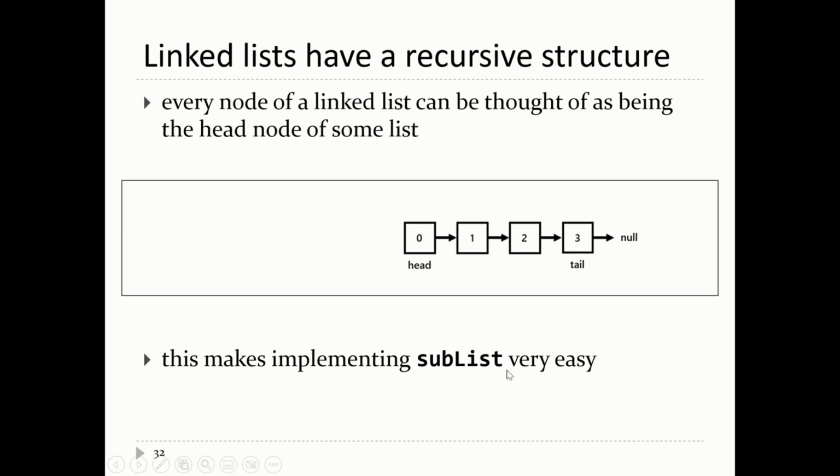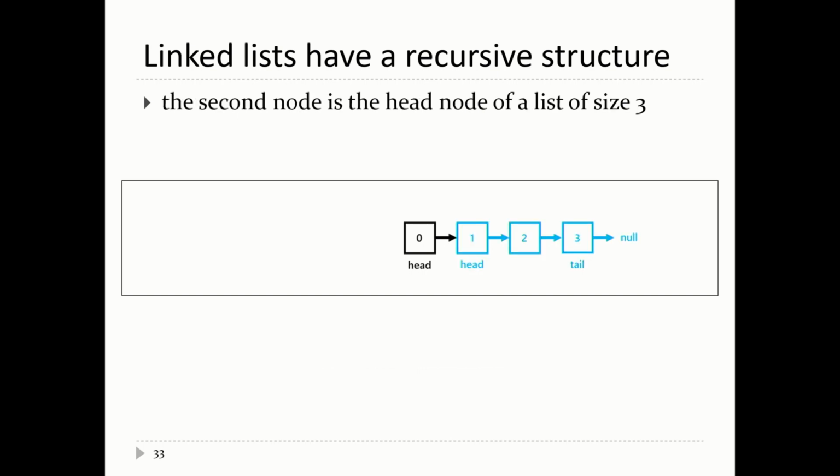This makes implementing sublist for a linked list quite easy to do. Remember how sublist works for a list? Sublist gives you back the part of the list corresponding to some subsequence of the list. If I wanted the sublist starting at index 1 and I have a linked list, that's dead easy. You just make a linked list and you set the head node to that node there, and away you go. So it's really easy to do with a linked list.